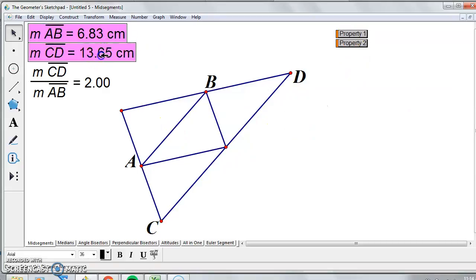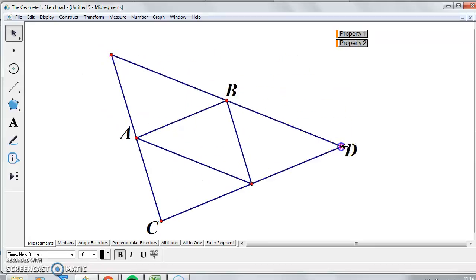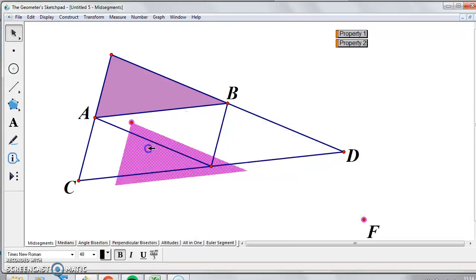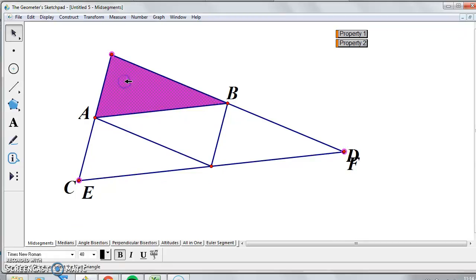Okay, on to property number 2. Let me get rid of that stuff. Property number 2 is that the three mid-segments together create 4 congruent triangles. So as a proof of this, I'm going to make a triangle here. And then I'm going to actually copy that and show that if I move it there, that's the same as that triangle, it's the same as that triangle. So that one's definitely the same as those two, but how about the one in the middle? How can I prove that?